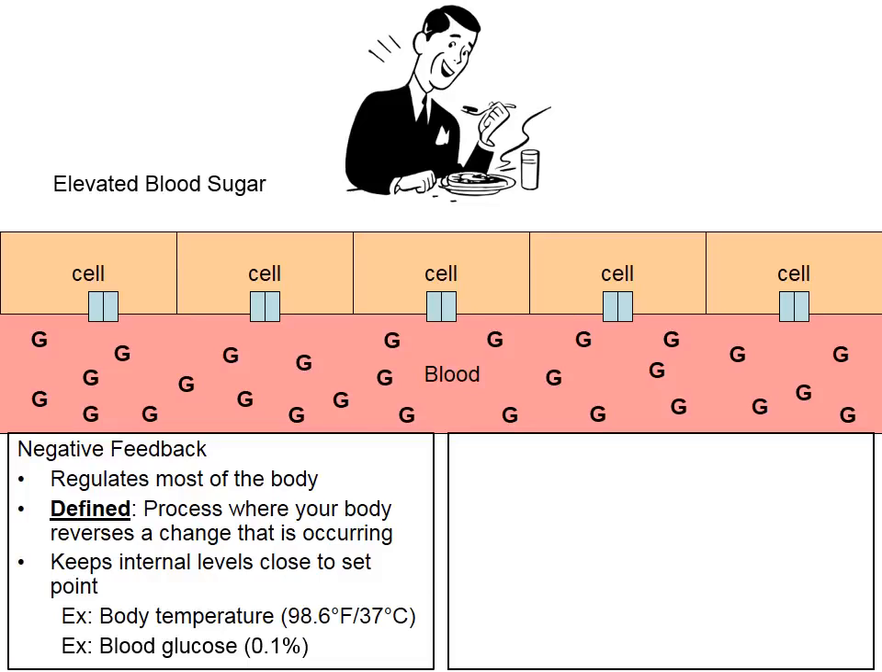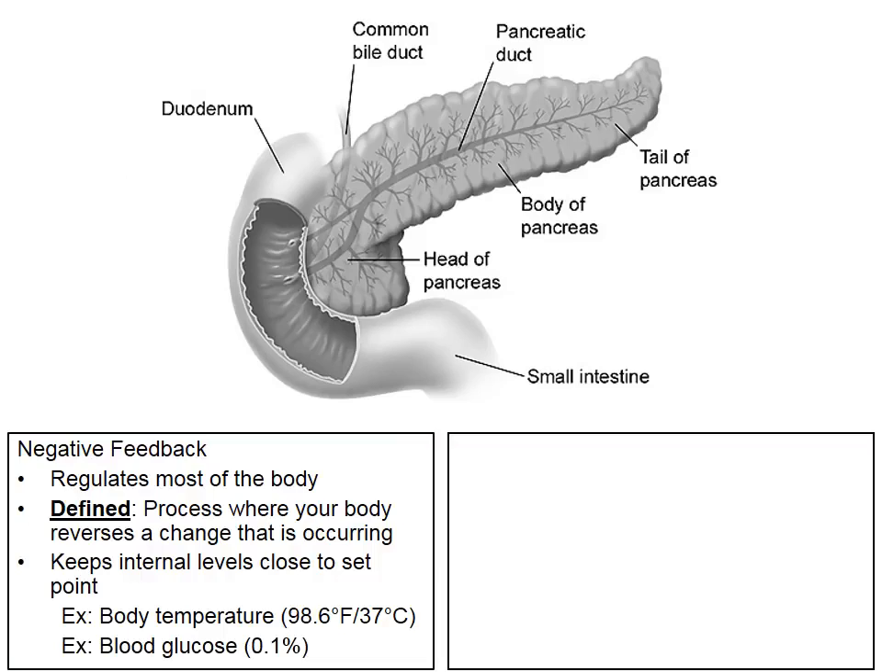The brain will send a signal to the pancreas. So the brain will, here's our pancreas, the brain will send a signal to the pancreas, and the pancreas is going to respond by releasing the letter I in my animation. The letter I stands for the hormone called insulin. Insulin is going to help lower the blood sugar back to that normal 0.1% level.